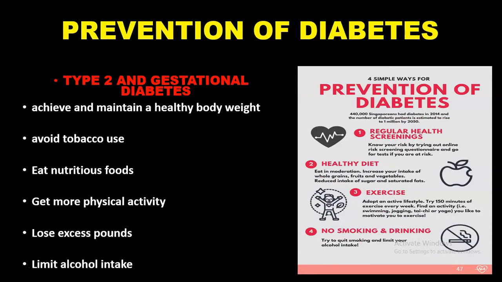Prevention of diabetes. How to prevent diabetes. So let's look at how to prevent type 2 and gestational diabetes. Lifestyle measures have been shown to be effective in preventing or delaying the onset of type 2 diabetes. To help prevent type 2 diabetes and its complications, people should achieve and maintain a healthy body weight. Avoid tobacco use because smoking increases the risk of diabetes and cardiovascular disease.